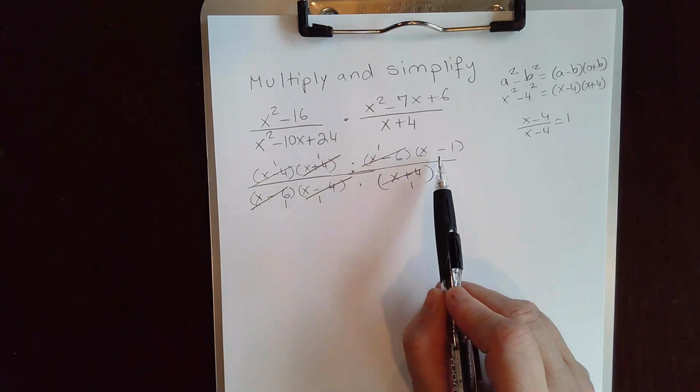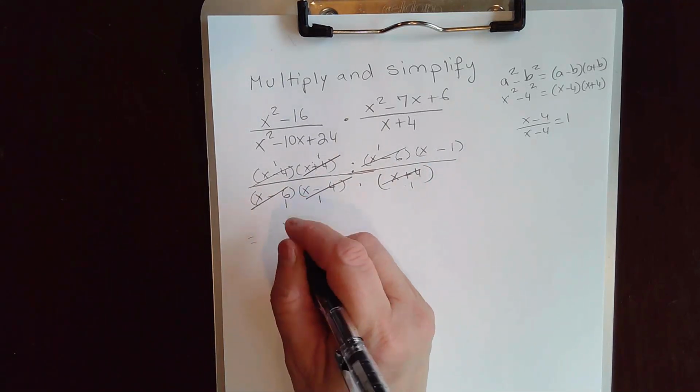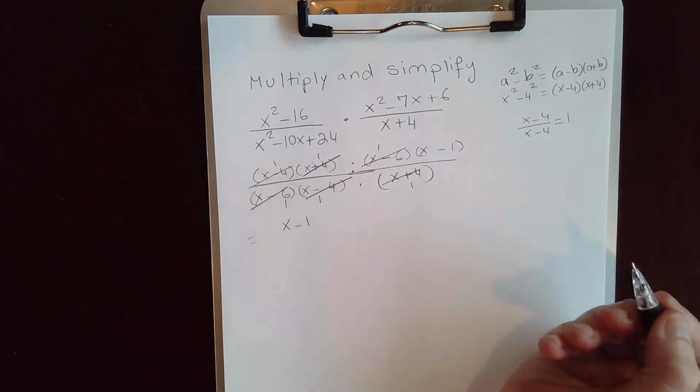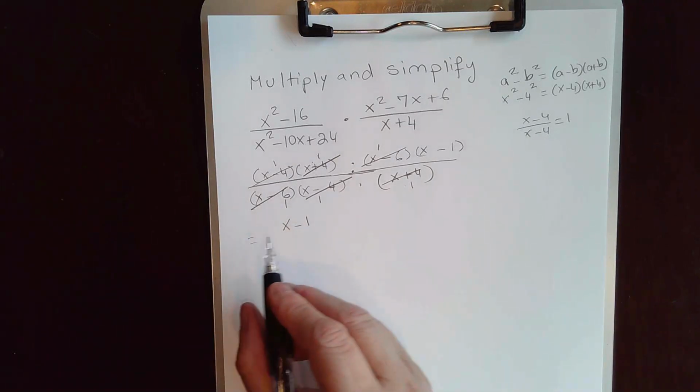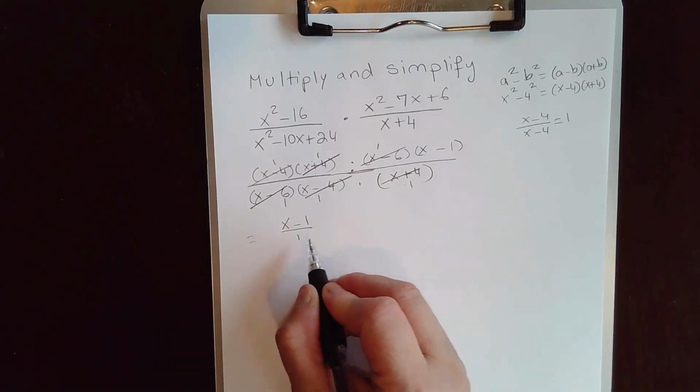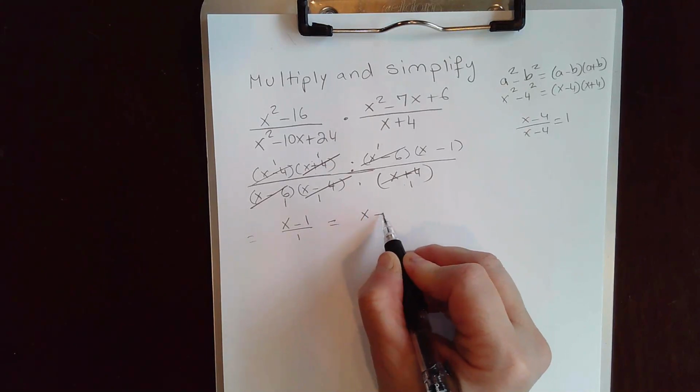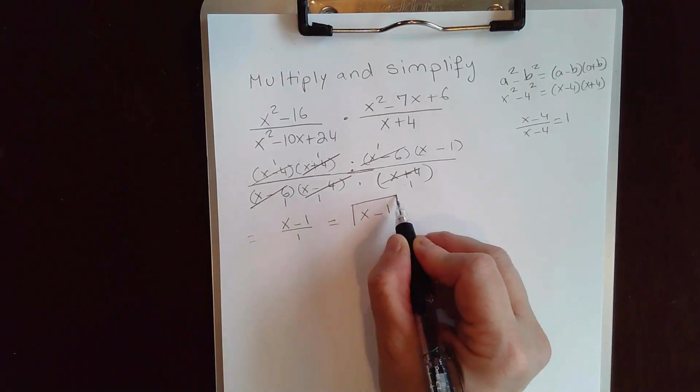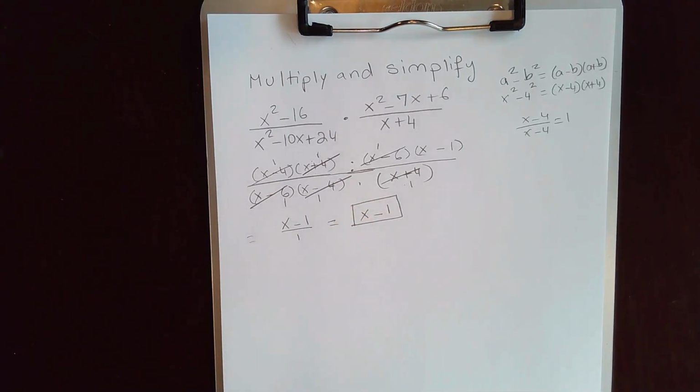1 times x minus 1. So it's x minus 1 in the numerator and 1 in the denominator. You can skip that step. The answer is x minus 1. We just simplified first, then multiplied.